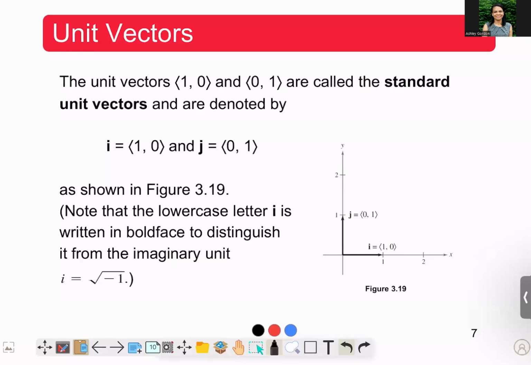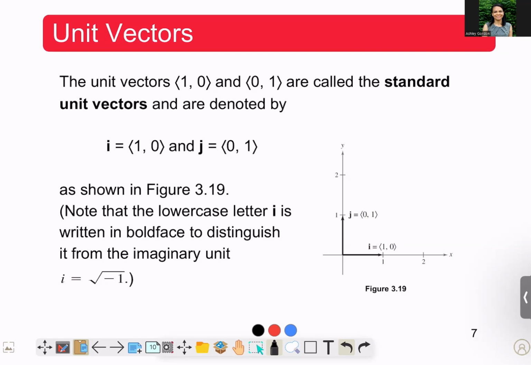Next, we're going to write some vectors in terms of the standard unit vectors. So these two vectors, i and j, are the standard unit vectors. And so i gives us the horizontal, and j is the vertical. So we can represent the horizontal and vertical components of any vector in terms of these two.